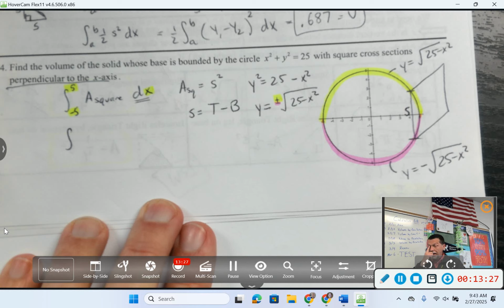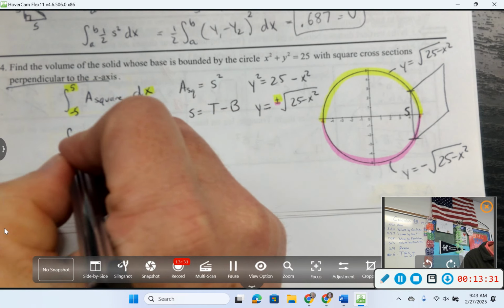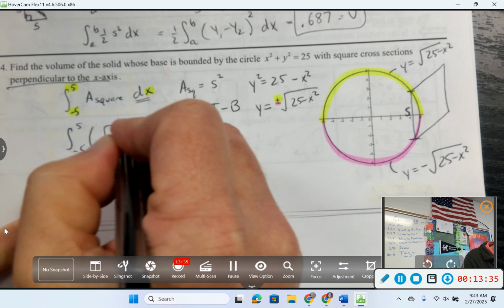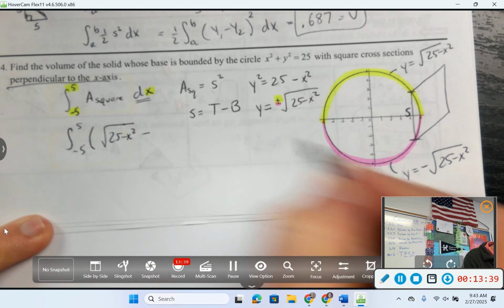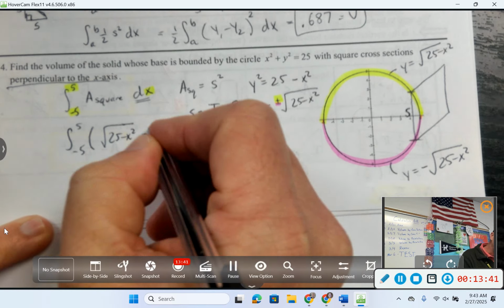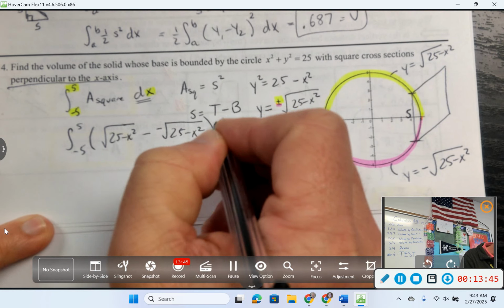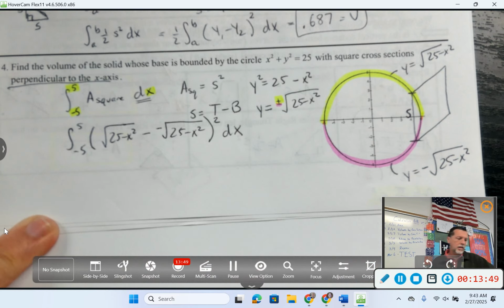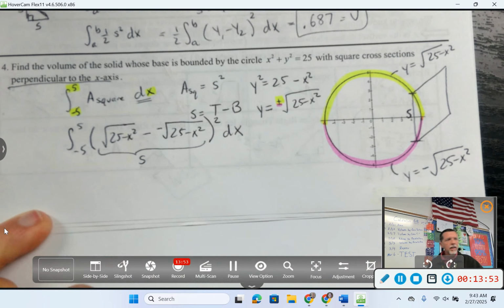Okay, so that side length is top minus bottom. Negative 5 to 5, root 25 minus x squared, minus the bottom one, which is negative square root 25 minus x squared, squared dx. So all that is the side length.